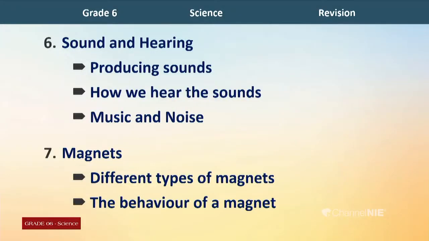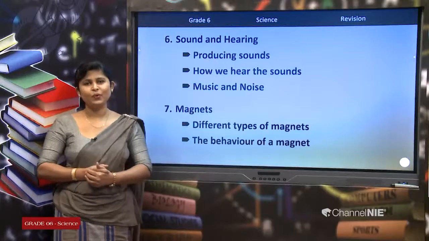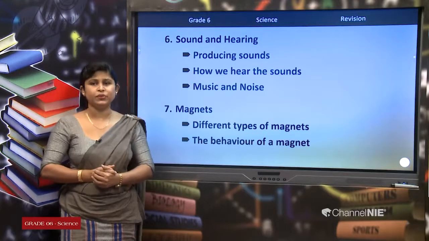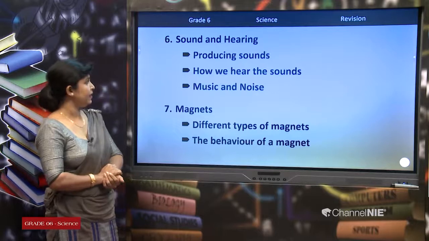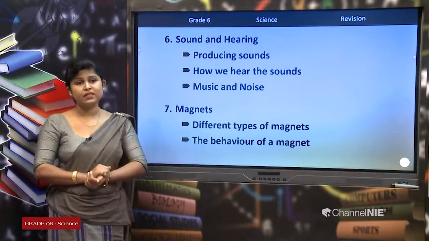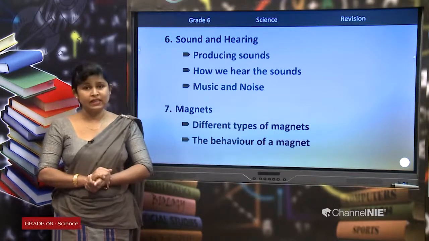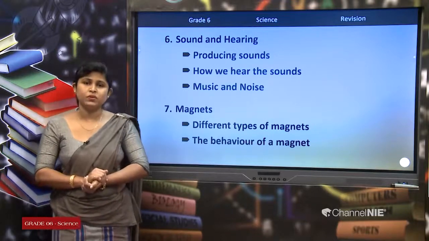In Unit 6, Sound and Hearing, that was a short unit. As you can remember, we were talking about how to produce sounds and how we hear the sounds and music and noise. The sound can be produced by vibrating something, right? Then how we hear the sound? To hear a sound, we should have a healthy ear as well as a source of sound. As well, the sound should come to our ear.